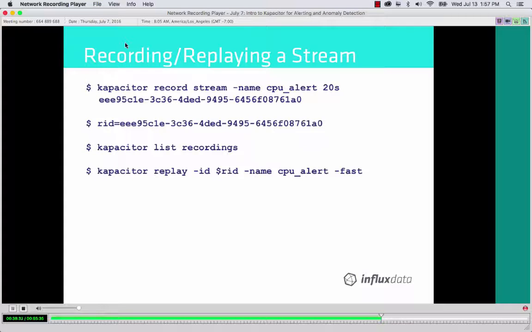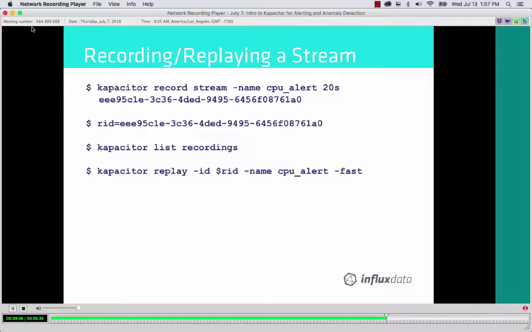So if I wanted to test against this, suppose that I want to test my TICKscript against some sort of scenarios, I can record a stream. To do so, I would use the kapacitor CLI to issue a record command. So I'd say kapacitor record stream -task cpu_alert 20 seconds. That just allows me to record a stream from cpu_alert for 20 seconds. And it returns me some recording ID.